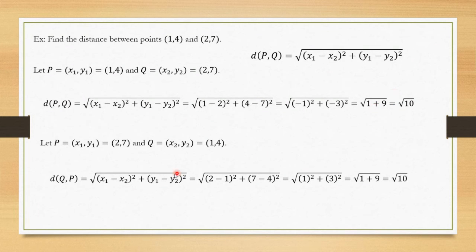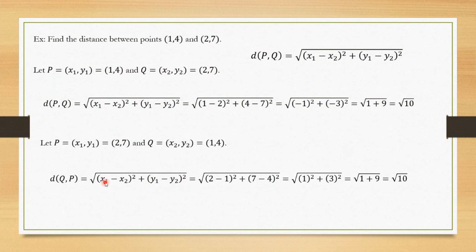Now, here, what I'm really just trying to illustrate is that you can subtract in any order you want. Here, for instance, I did 1 minus 2. Here I did 4 minus 7, which really amounts to saying P is the first point, (1, 4), Q is (2, 7). But really, it doesn't matter, mostly because we're squaring.